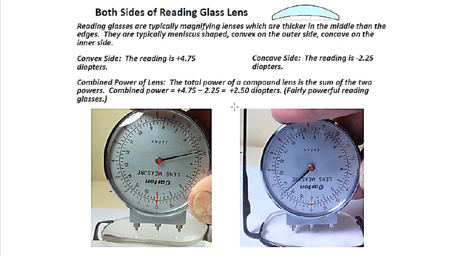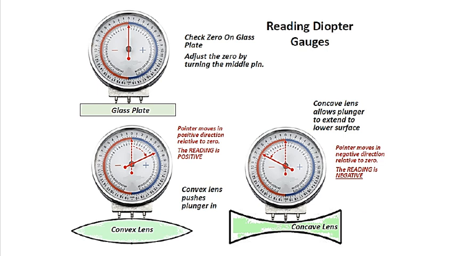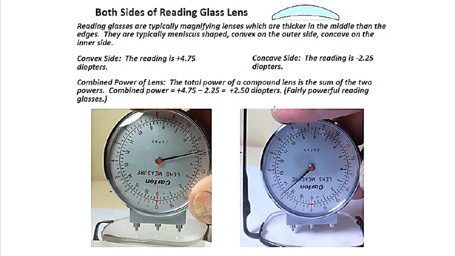All right. And the next one, both sides of the reading glass lens. If you have something like this, a concave and then a convex lens, you have to measure both of the lenses. For the convex side, we're going to do the same thing as we did in here. First you gauge a 0, and then we put the convex side and then the concave side. After we measure that, we get the convex side reading is +4.75 diopters.